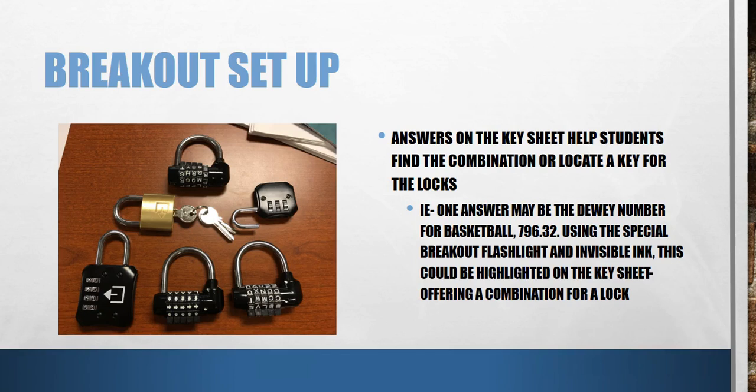As the students discover their answers or navigate the library, they put their answers on a key sheet. That key sheet helps them find the combinations, or helps them to locate a key for the locks on the lockbox. One answer could possibly be the Dewey number for basketball, 796.32. Using the special breakout flashlight and invisible ink, this could be highlighted on the key sheet, and then the students would have to go get the special flashlight to see that that is the answer or a combination for one of the locks.